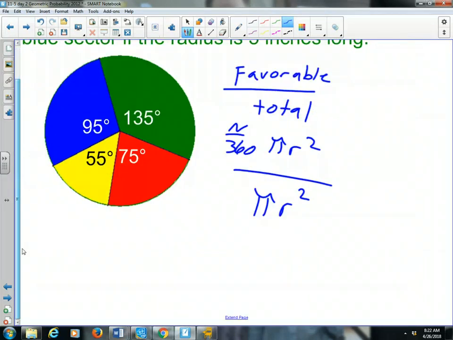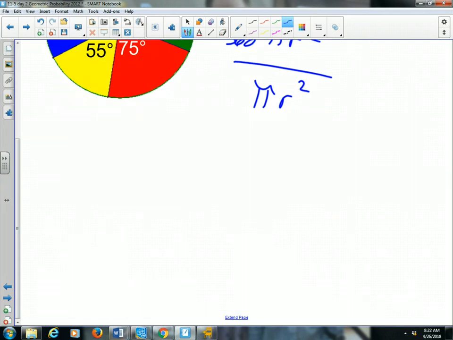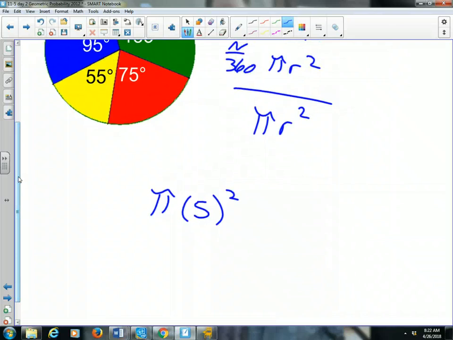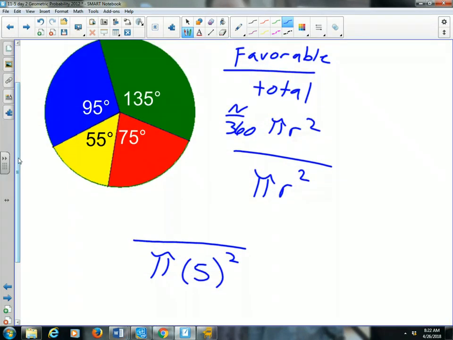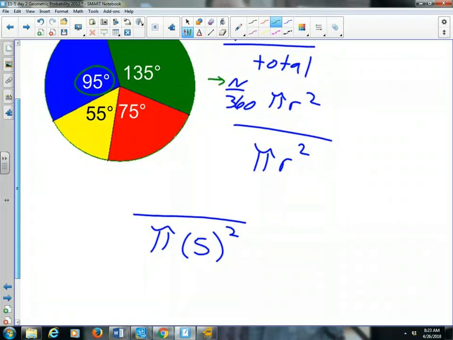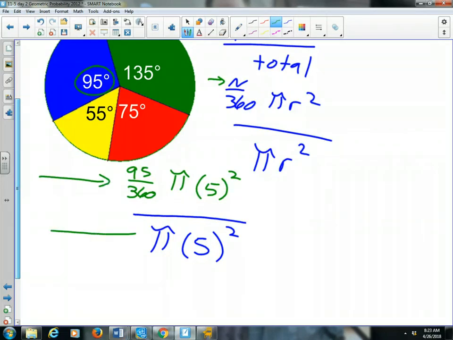The radius is 5, so the whole circle has a total area of pi r squared. Pi times 5 squared. That's going to be our total area. That's going to be our denominator. Our numerator is the area of the favorable region, and our blue region is our favorable region. So the 95-degree angle right here is our n. It's the amount of degrees of that sector. So 95 over 360, pi, again the radius is 5 squared. So we could find this area, and divide them, and that's going to be our answer.